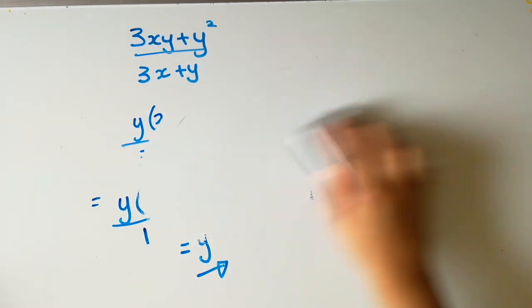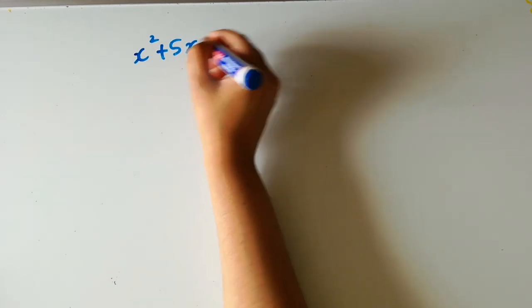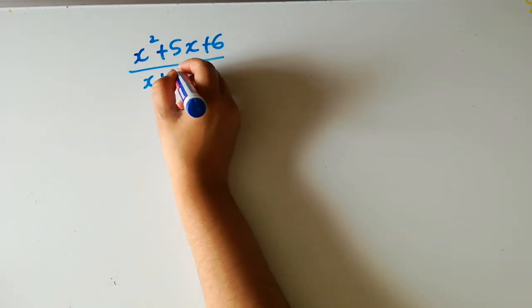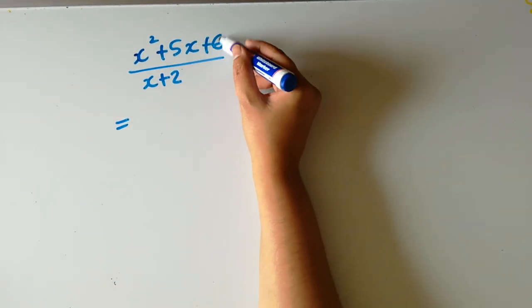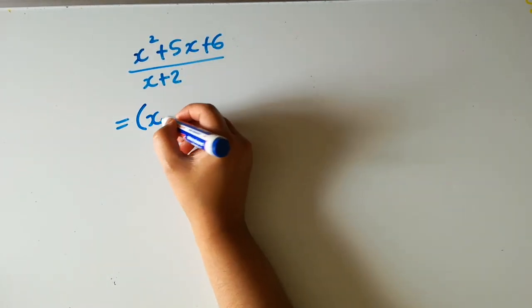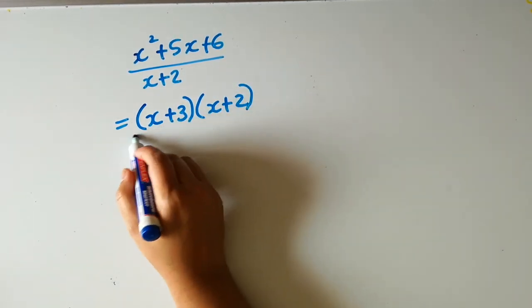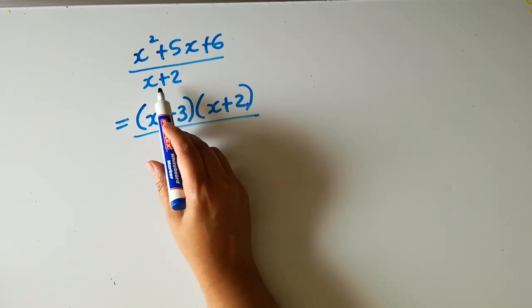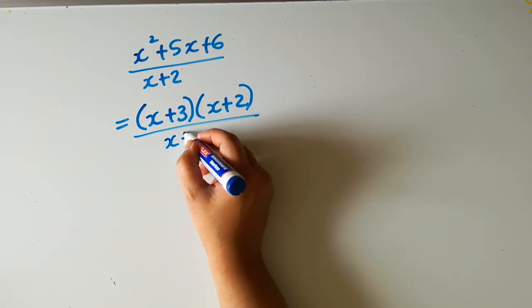Let's do another example. Let's say I have x squared plus 5x plus 6 divided by x plus 2. Now we can see here that this is a trinomial. So go back and watch the video on how to factorize a trinomial. We factorize this and we'll end up with x plus 3 into x plus 2 over x plus 2.